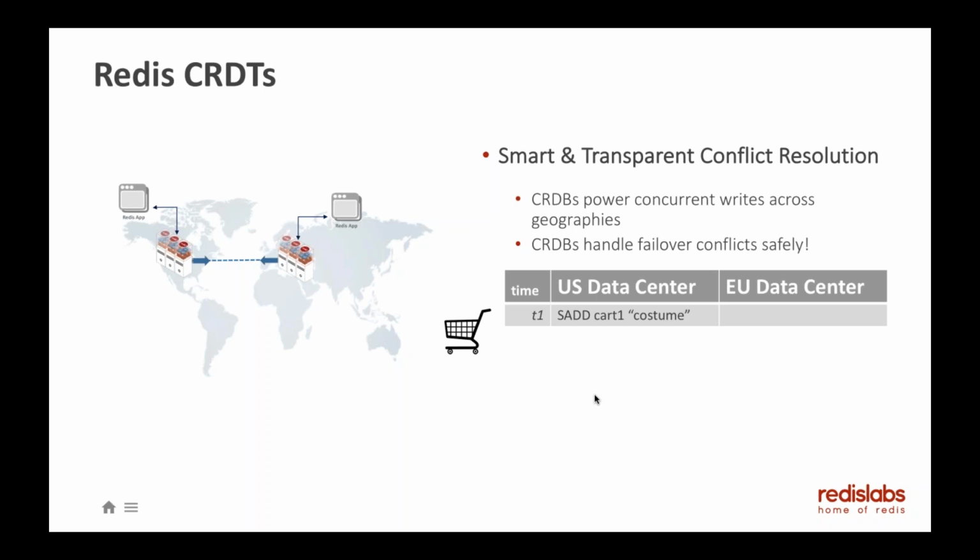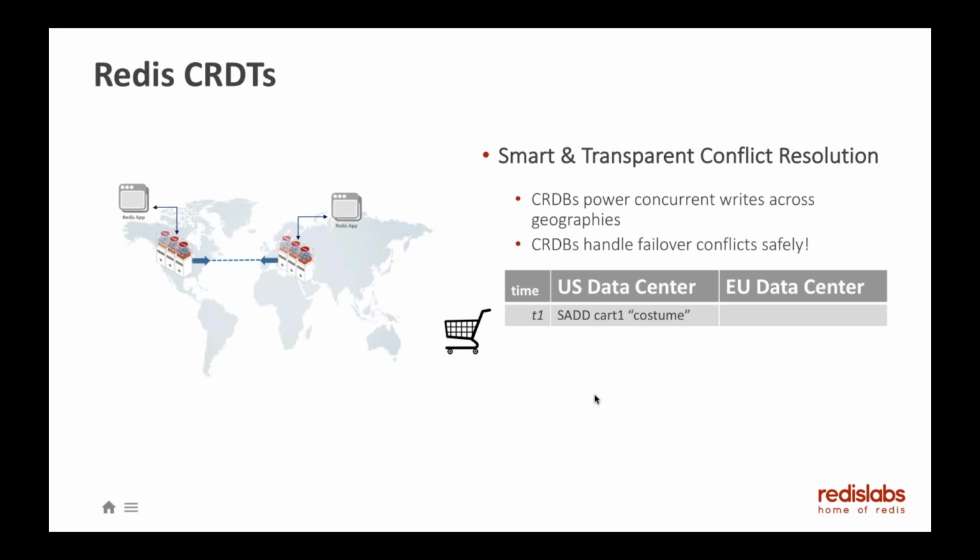So let me explain with an example of a shopping cart what an auto failover, a geo failover, would look like across different CRDT participants here, and how CRDTs will handle it. So imagine the case where we have a US data center and a European data center, and we've got a shopping cart, and we're shopping for Halloween.